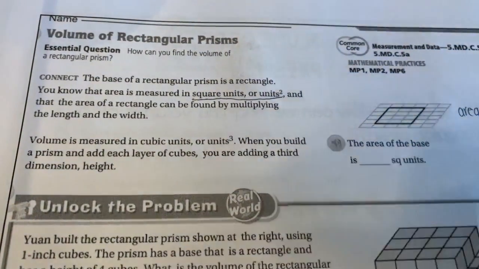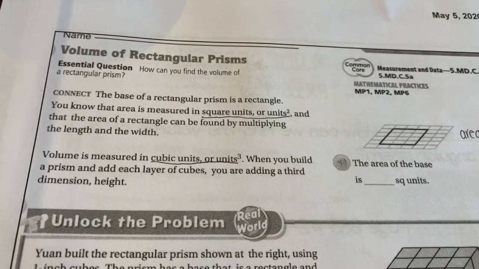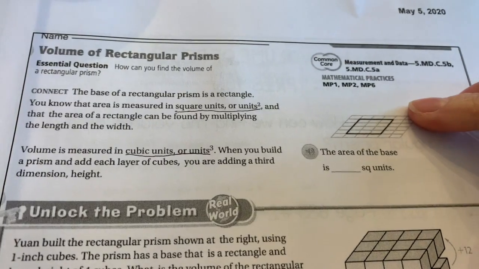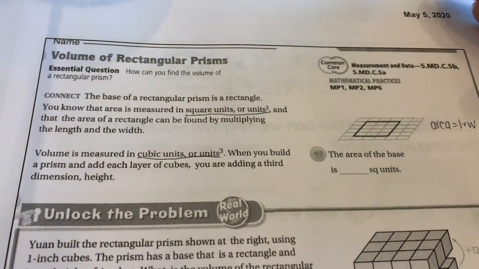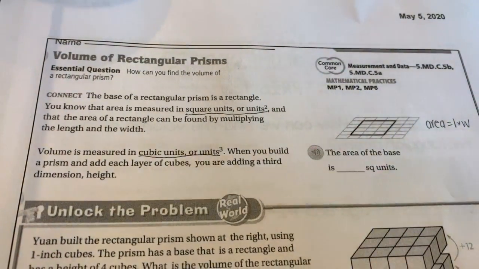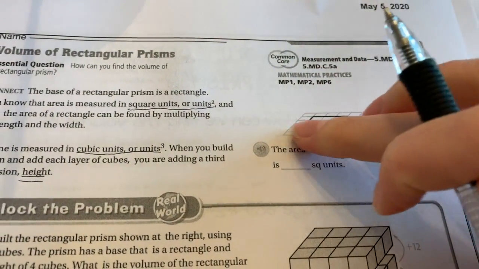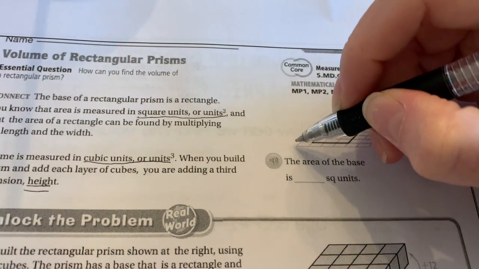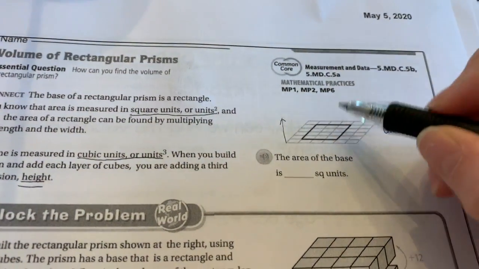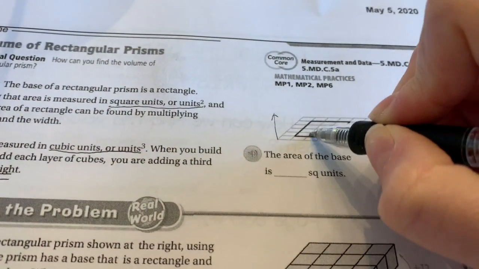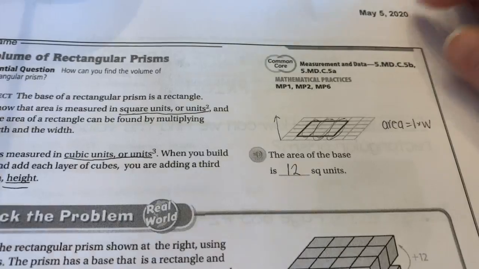So volume is measured in cubic units or units cubed. Like I said to you guys the other day, when you build a prism, you're making this now into a three-dimensional object. We're adding another layer of cubes each time. And when you add that layer, we're actually adding a third dimension, and that is height. So we're still going to have this area of each layer, but now we're going to be adding this height to it, okay? So if we're looking here and we're supposed to be finding the area of this base here, we can see that there's 4, 8, 12, okay?